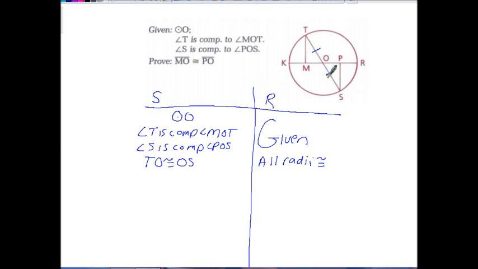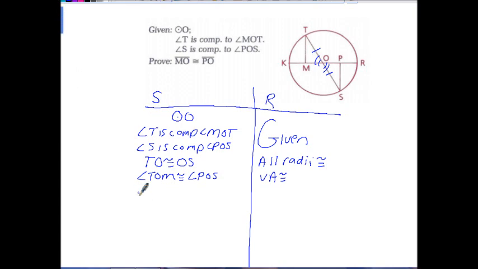The next thing that I see here is I have these intersecting lines forming vertical angles. I'm going to say angle TOM is congruent to angle POS. The reason? Vertical angles are congruent. And let's go ahead and throw those tick marks in.